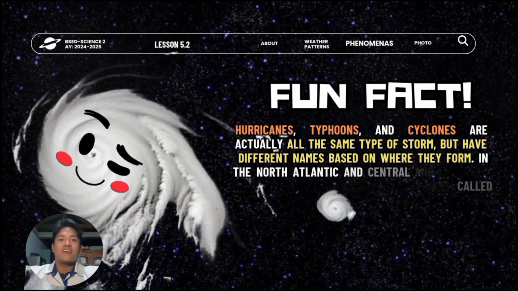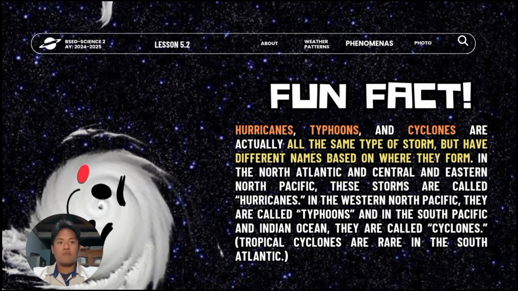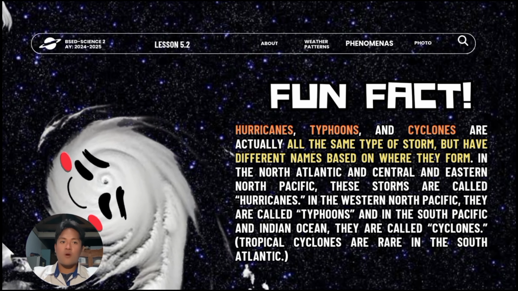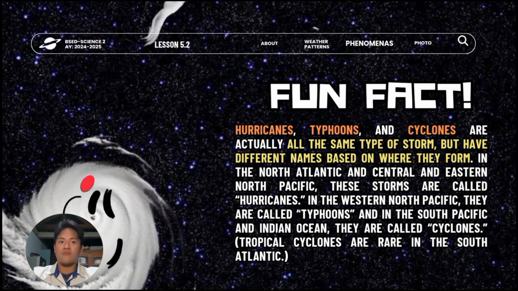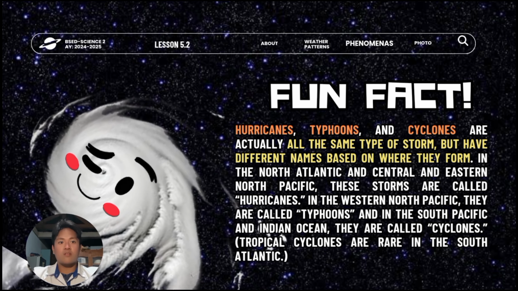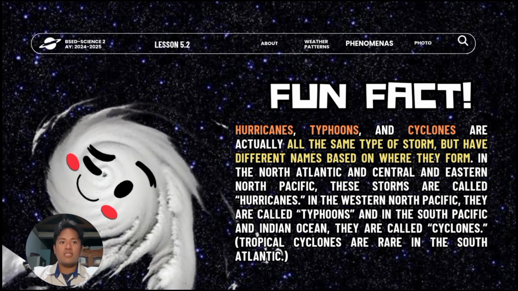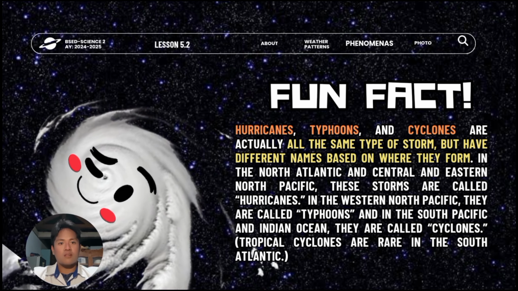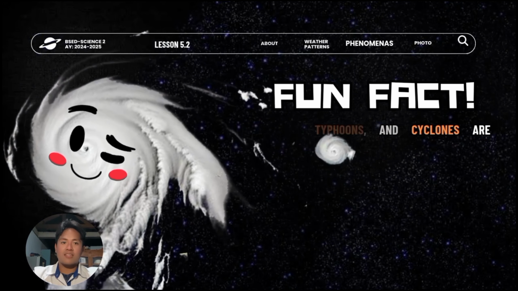Fun fact! Hurricanes, typhoons, and cyclones are actually all the same type of storm, but have different names based on where they form. In the North Atlantic and Central and Eastern North Pacific, these storms are called hurricanes. In the Western North Pacific, they are called typhoons. And in the South Pacific and Indian Ocean, they are called cyclones. Tropical cyclones are rare in the South Atlantic.